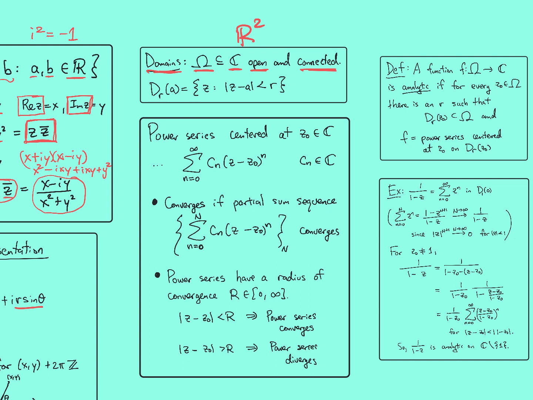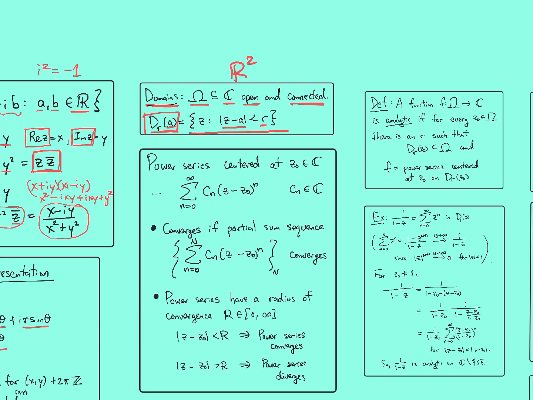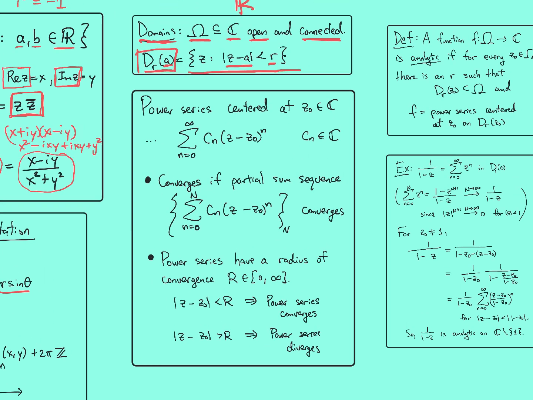And lots of times we have to use disks centered at places with various radii, so we have a notation for that. So the disk with center A and radius R is given with this notation. This is the collection of Z such that the distance between Z and A is less than R. We also have notations for closed disks. We might just write this for when we have a non-strict inequality.